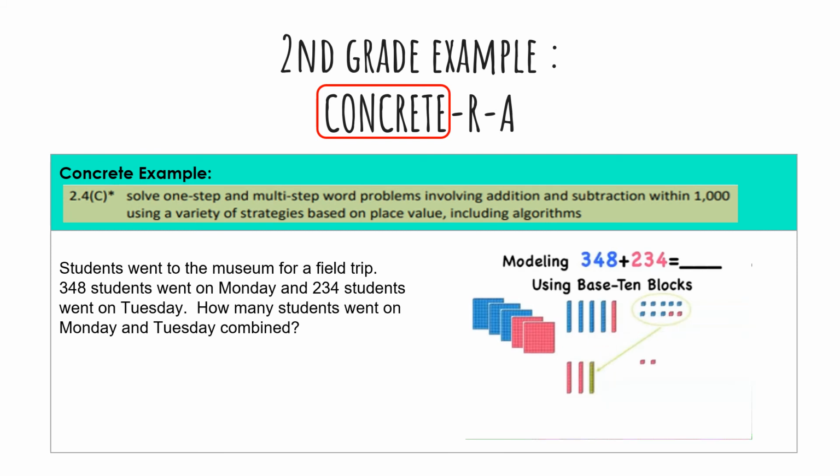So after we have traded 10 ones for 1 ten, this leaves us with 5 hundreds, 8 tens, and 2 ones. So the sum of our equation, 348 plus 234, is 582.